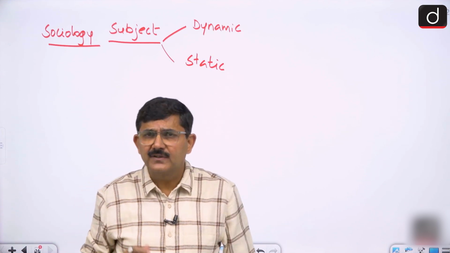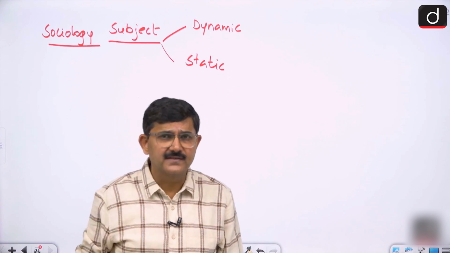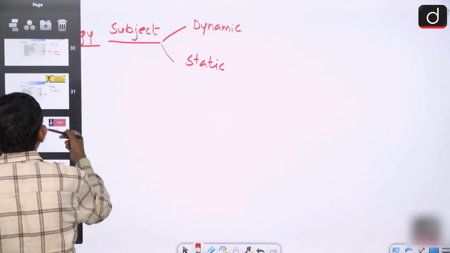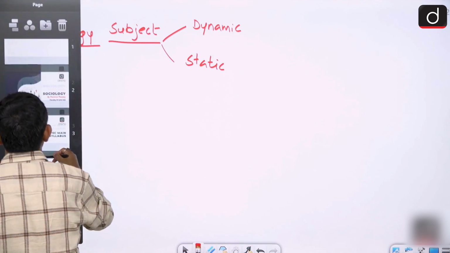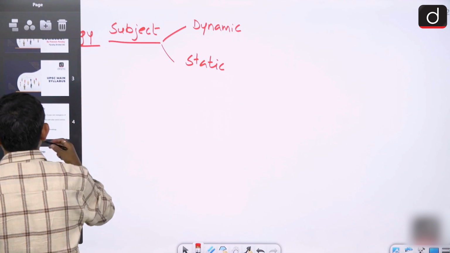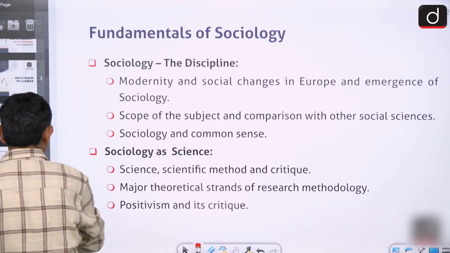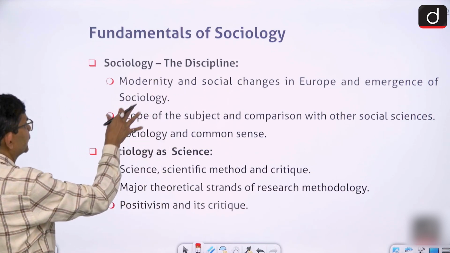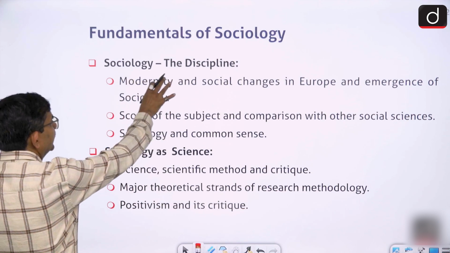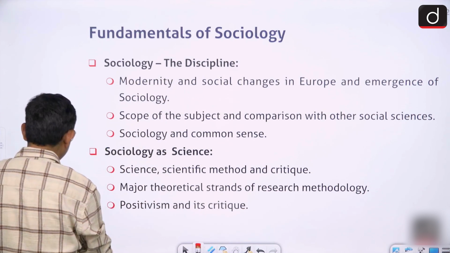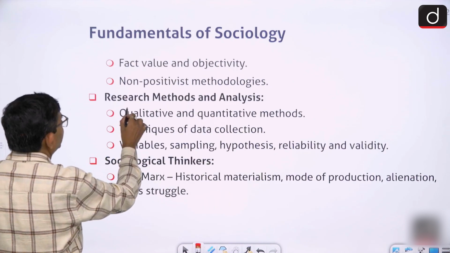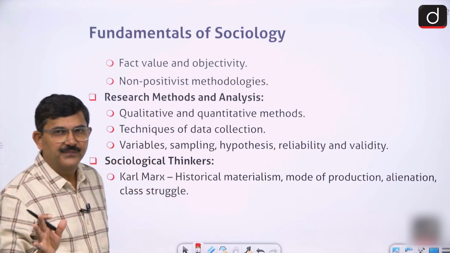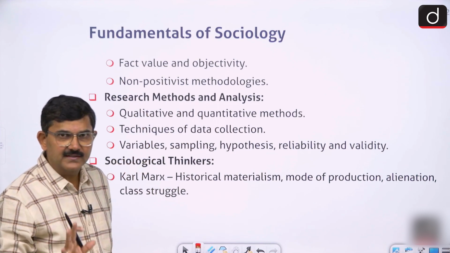To understand whether it is dynamic or static, let's see its syllabus briefly. This is paper 1, fundamentals of sociology. Sociology, the discipline, sociology as science. This is the second chapter, and research methods and analysis. All these things are static. Nothing is dynamic. All these things are static.